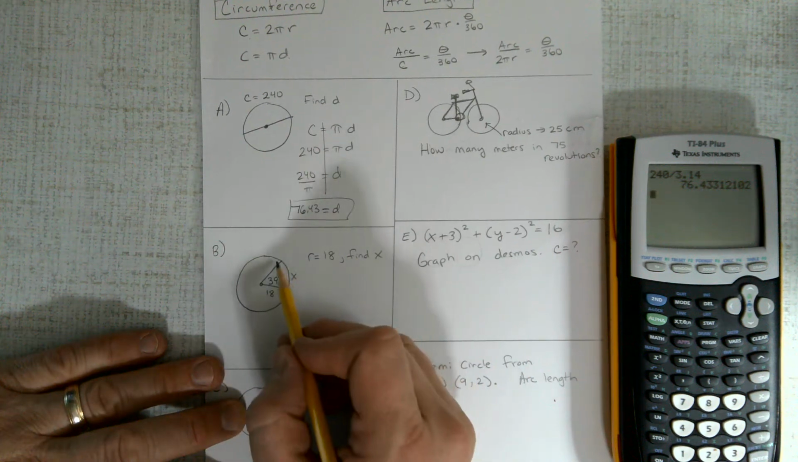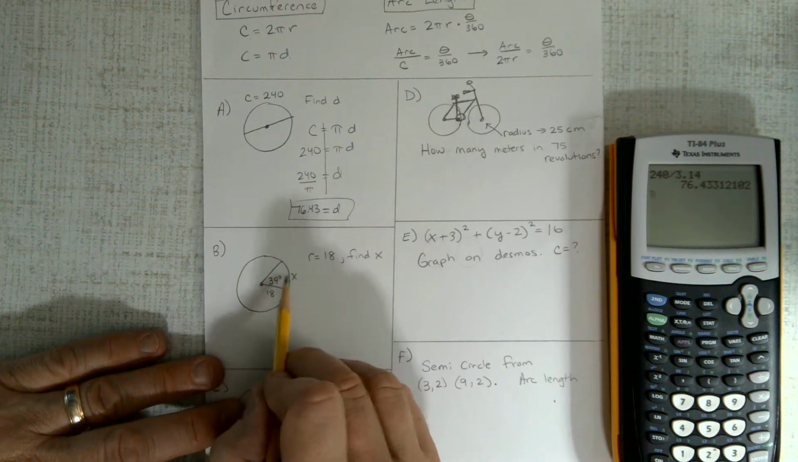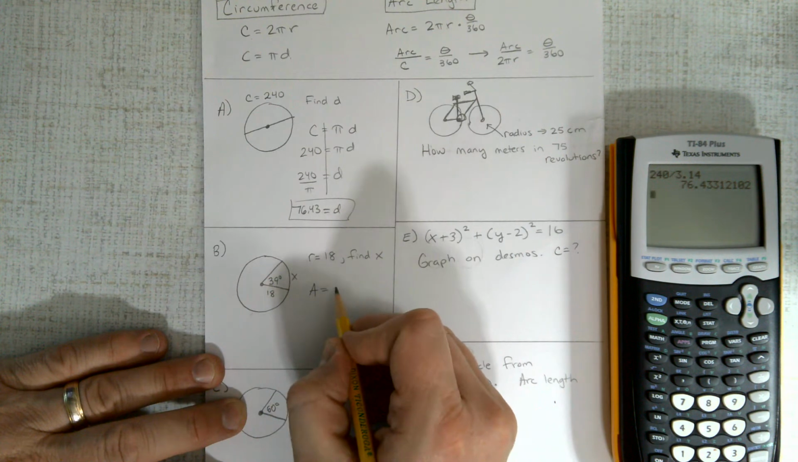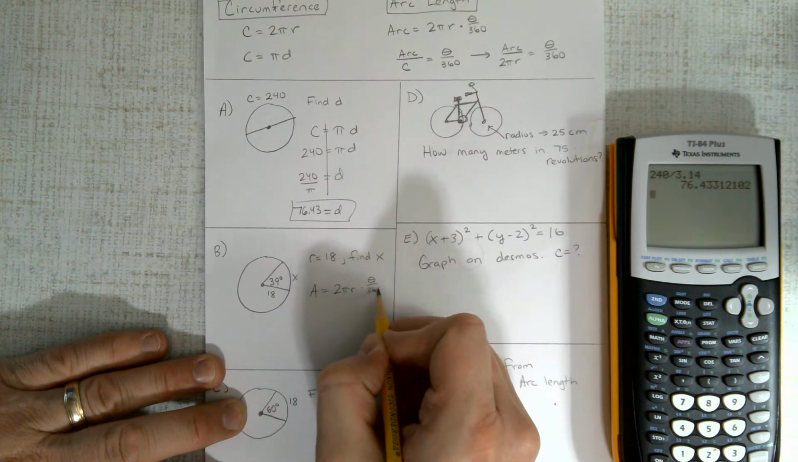Alright, on the next one we have a radius of 18. We have to find this arc length right here. We know it's 39 for a measure, so it's 39 degrees, but we don't want that. We want the length of it. So we use this arc formula. Arc formula is 2 pi r times theta over 360.